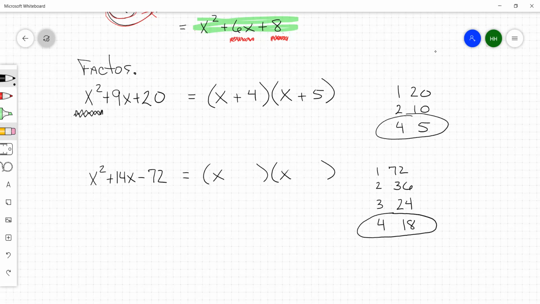Now you need to be careful with your signs. So we go 4 and we go 18. Now, since we're going to add these two, this 4 to this 18 to get a positive 14, this 18 needs to be positive and the 4 needs to be negative. So those are your two factors of x squared plus 14x minus 72.